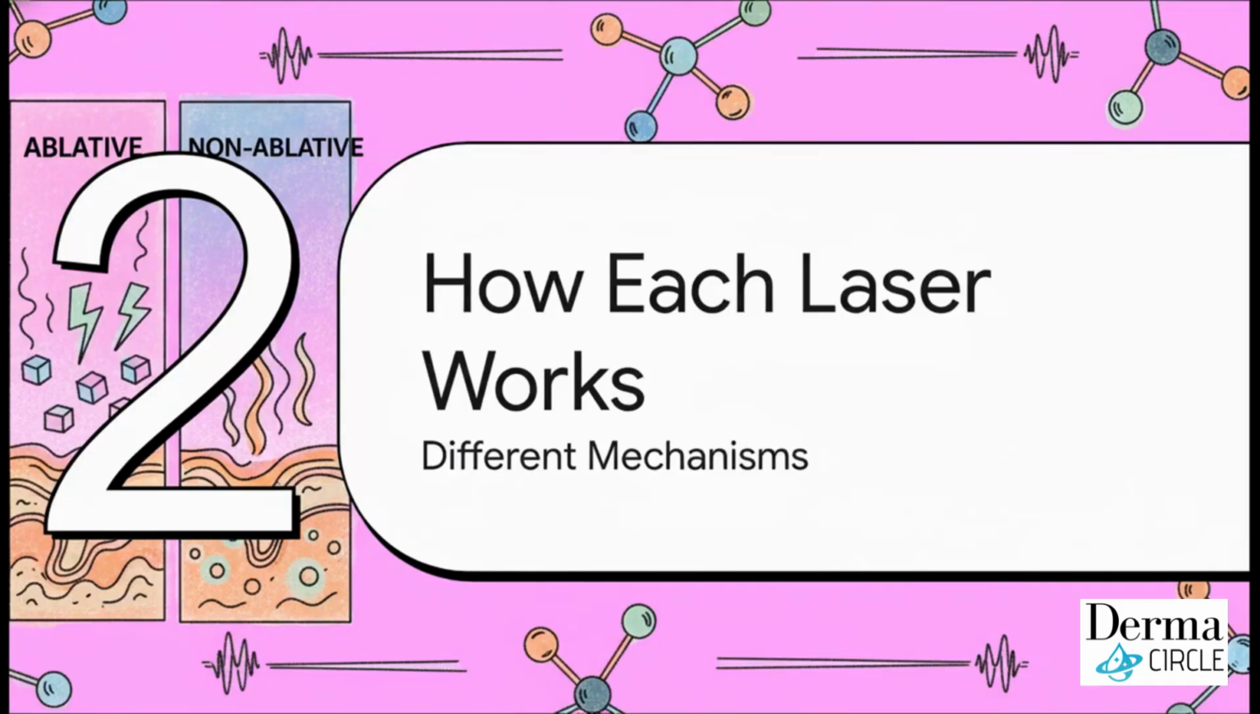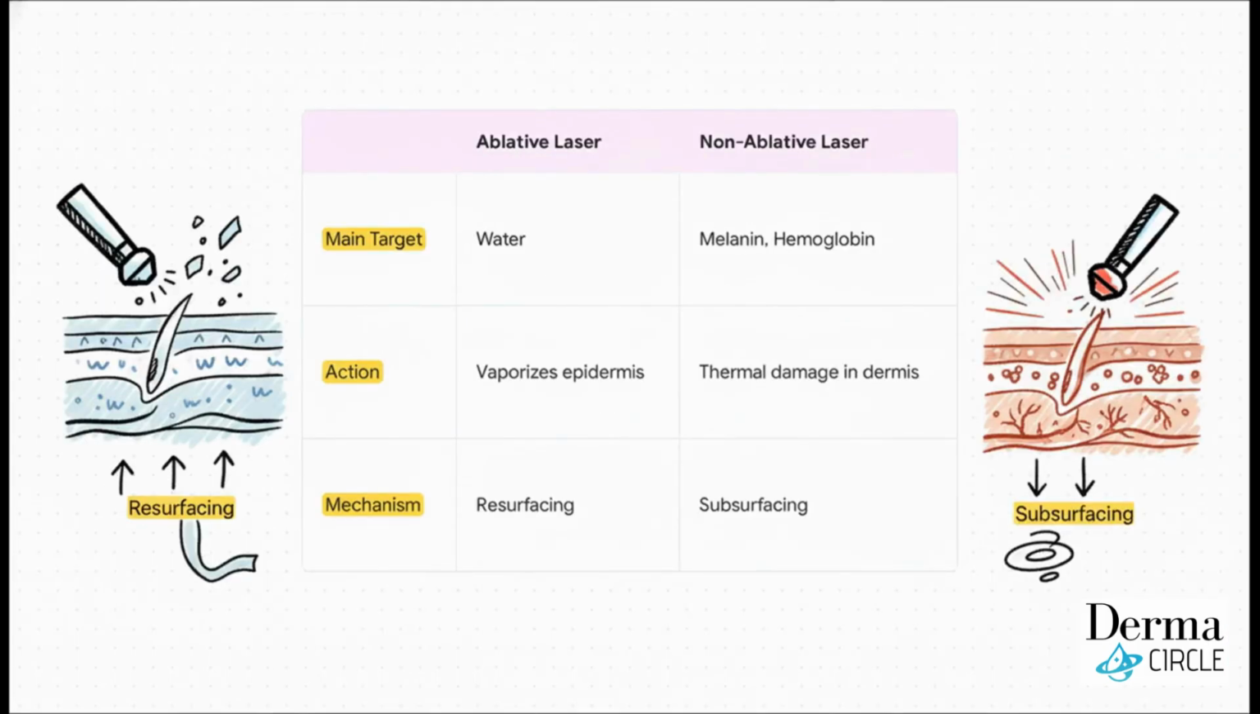So keeping that principle of selective targeting in mind, let's see how this actually plays out differently in our two main categories of lasers, the ablative and the non-ablative. Okay, so this slide just lays out the difference in strategy so clearly. On one hand, you have ablative lasers like CO2 and erbium YAG. Their main target is water. So they work by literally vaporizing the superficial layers of the skin.